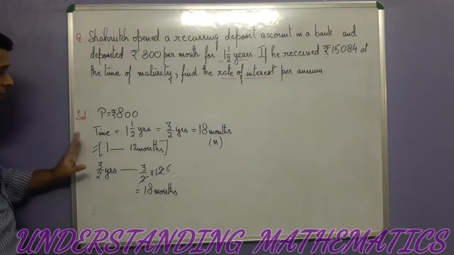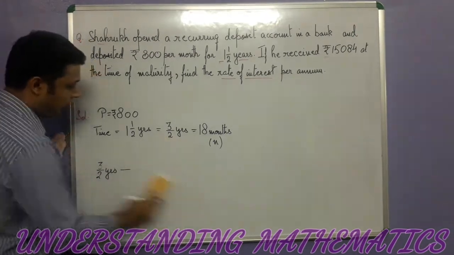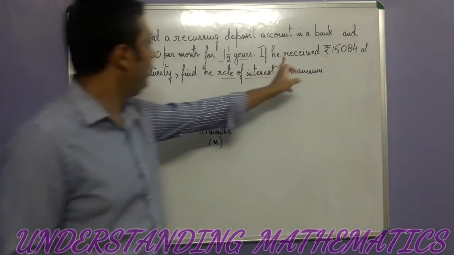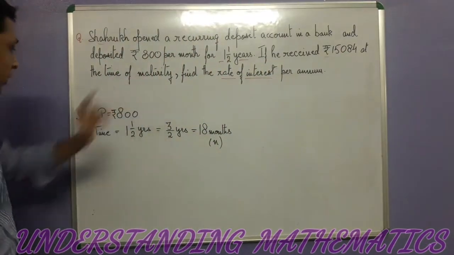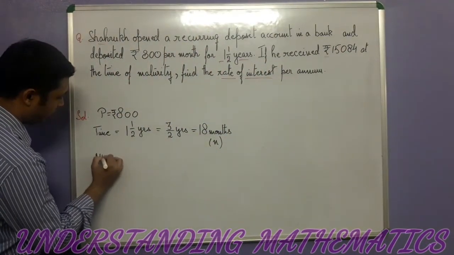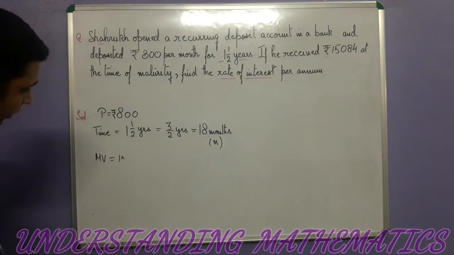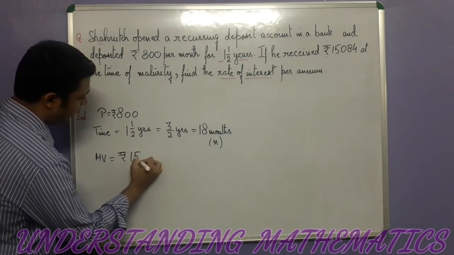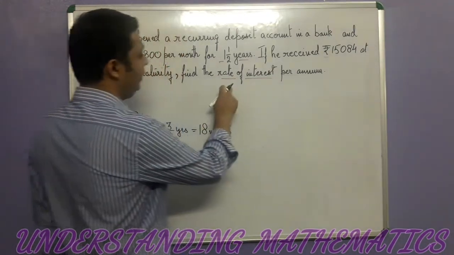Similarly, after understanding this, we will proceed further and see what are the other things given to us. So he is receiving 15,084 at the time of maturity. So what else is given to us? Again, maturity value is given to us. It is nothing but rupees 15,084. So very quickly note it down. Now we need to find the rate of interest.